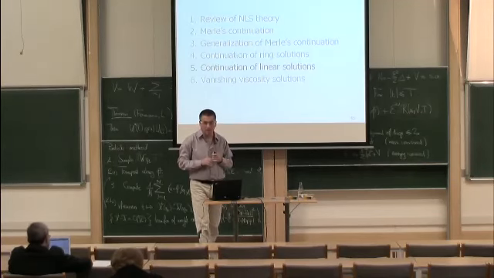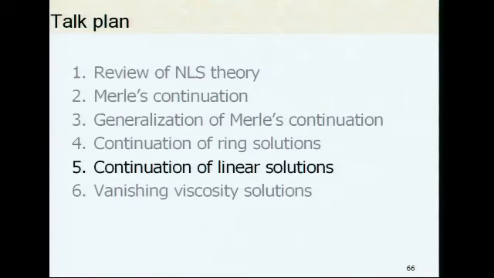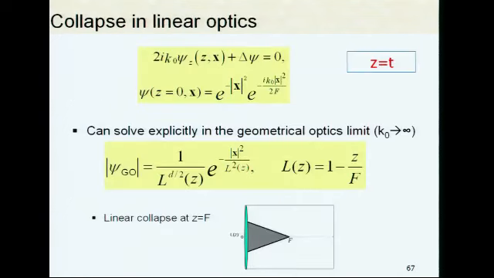What about linear Schrodinger? Can you do the same stuff with linear Schrodinger? Well, there's no collapse in the linear Schrodinger, but you can have collapsing solutions if you go to the geometrical optics limit. So let's take this linear Schrodinger equation here with k0, the wave number, and for simplicity let's take a Gaussian initial condition.